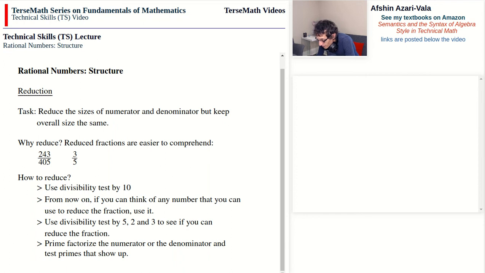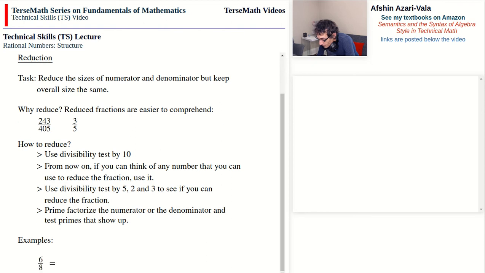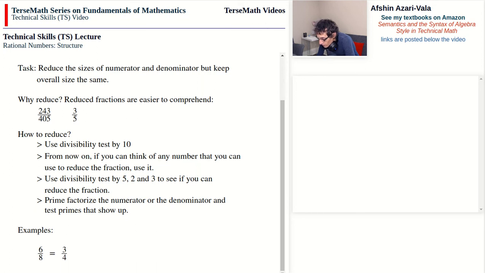Okay, let's go through some examples as to how we reduce fractions with some easy ones, and then we'll pretty much have examples that make use of all of these steps. Problem number 1, 6/8, which we talked about before. So 10 doesn't work, and let's say, well, I can think of 2 right now, so let's use it. That's step number 2. We divide both the top and the bottom by 2, and we get 3/4.